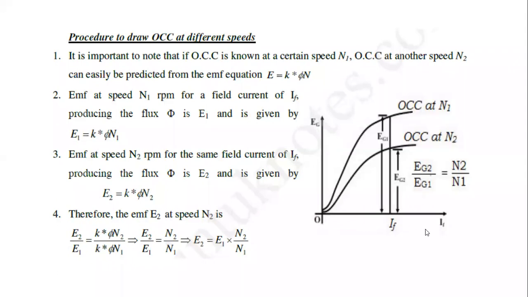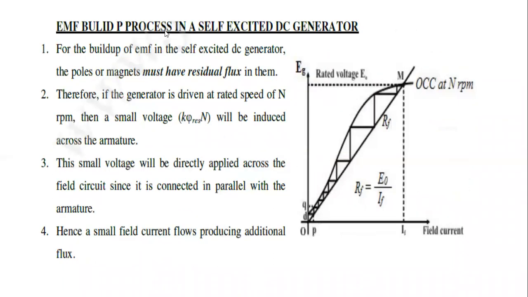If we increase the IF value by varying the resistance that is connected across the field winding, then automatically E0 also increases. And then draw the graph. Next, by using that graph, how will we develop the EMF?